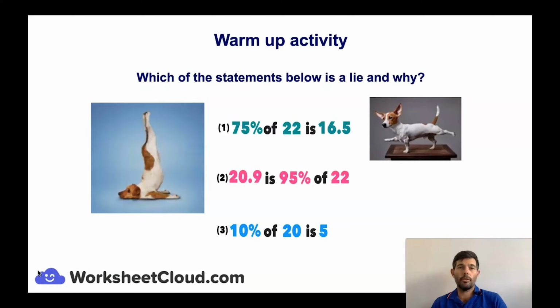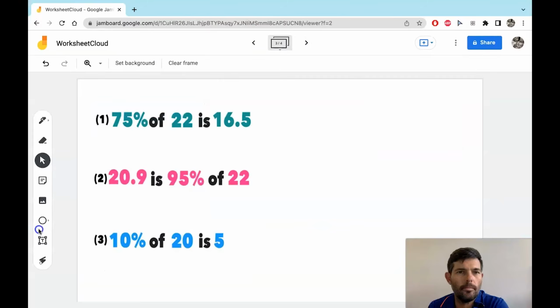So in front of you, you've got 3 statements. One of them is a lie. I need you to tell me which one is a lie, and I need you to tell me why. So press pause, grab your pencil and paper, work it out, write things down, and then press play to see how you get on. Off you go. Welcome back, guys. Let's have a look at how you got on.